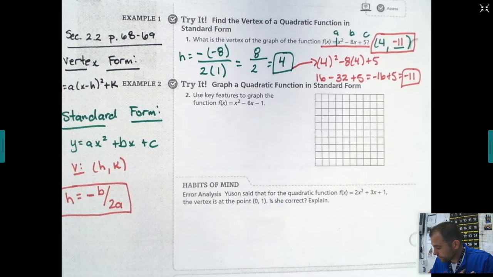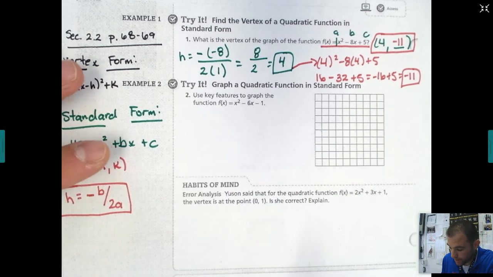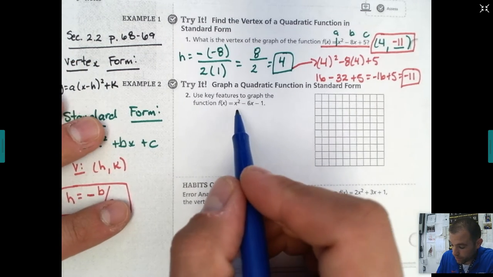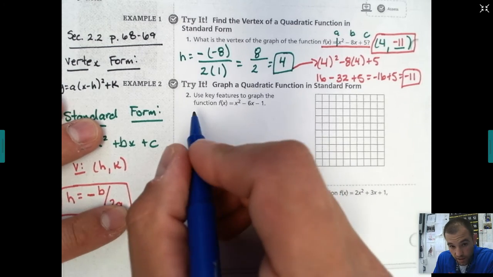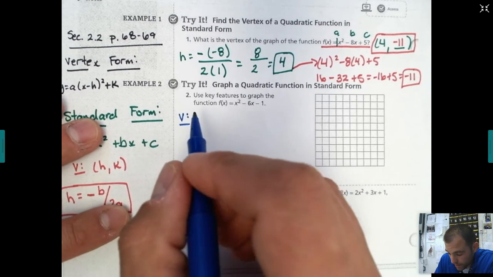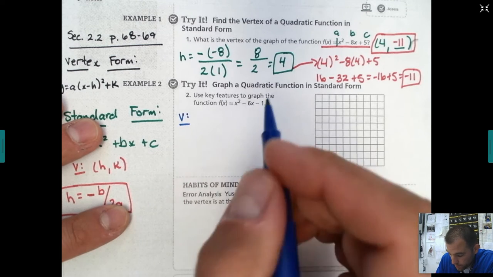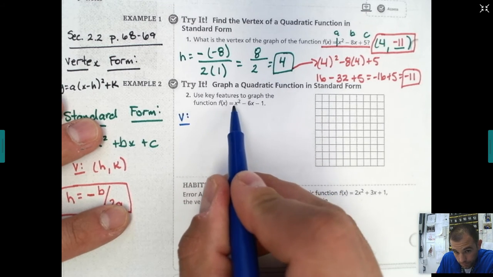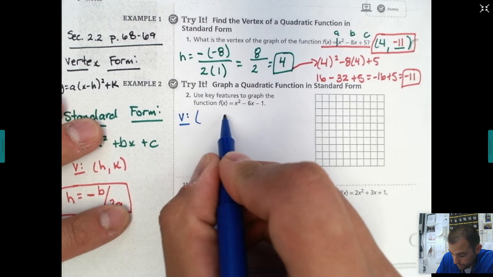Okay? All right, the second example says use key features to graph the function. So we need a couple of things in order to do this. The first thing that we are going to need is the vertex. We have to know what the vertex is in order to graph it. So the vertex, again, remember, is h and k, but this is standard form.